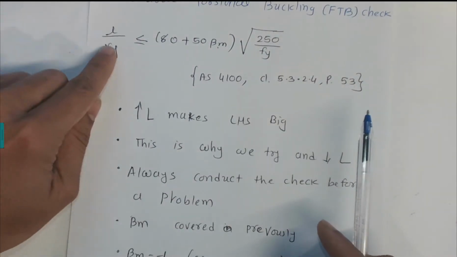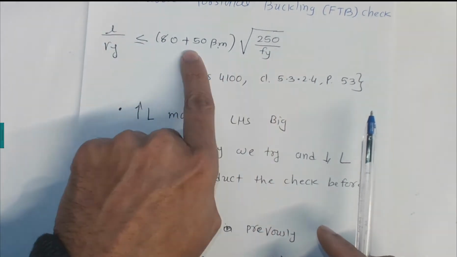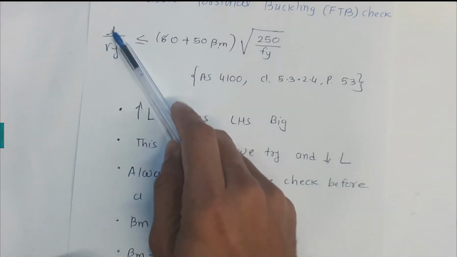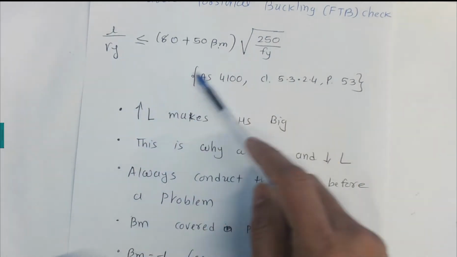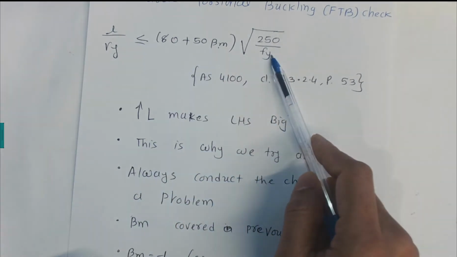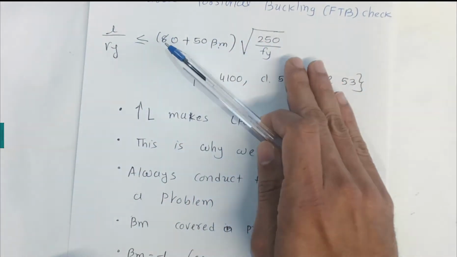So if you increase this length, meaning that this will become greater than this value, then flexural torsional buckling occurs. To prevent flexural torsional buckling, we need to satisfy this condition: the length over Ry ratio should be less than this value. If this is the case, flexural torsional buckling does not happen in the beam.